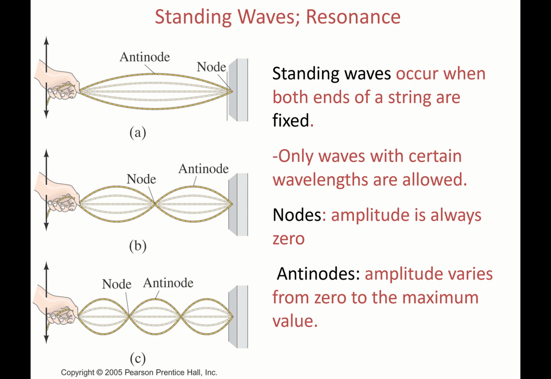So standing waves in the string, if both ends of the string are fixed, what happens is that only waves with certain wavelengths are allowed. And there's a picture here of 3 different standing waves that are allowed. And you can see there's positions called nodes and antinodes. A node is where there's no amplitude. The amplitude's always 0. And in an antinode, the amplitude varies from 0 to the maximum value of amplitude.